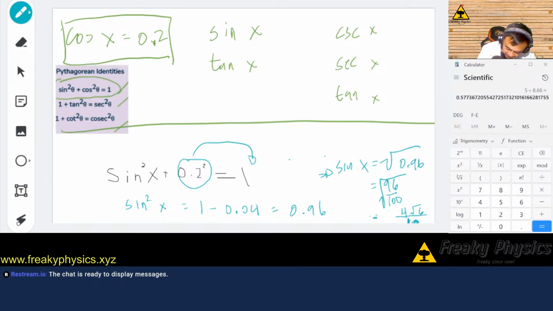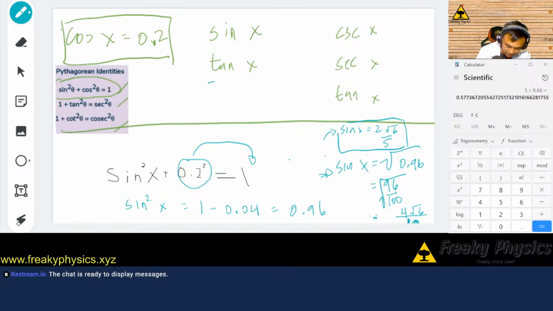So finally, the final answer here would be sine x equals 4 root 6 over 10. That gives us 2 root 6 over 5. And that is the final answer. No calculator required. Okay, all right. So that same idea would work. You just have to use the proper formula here.